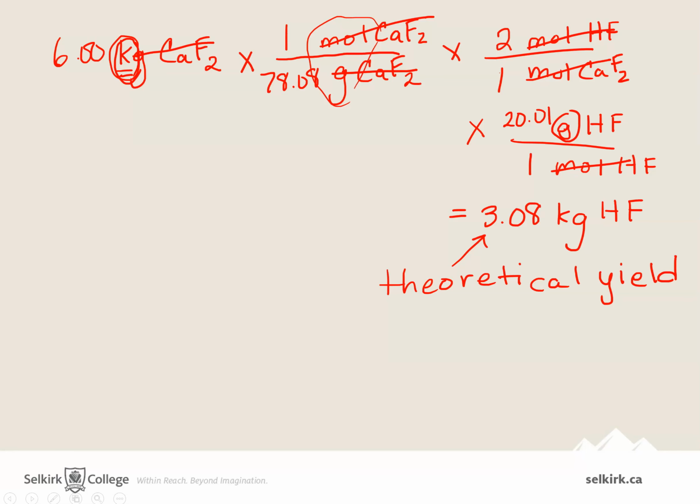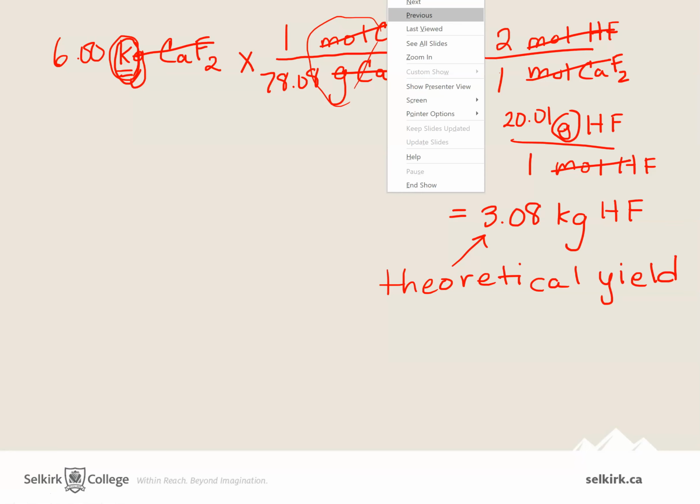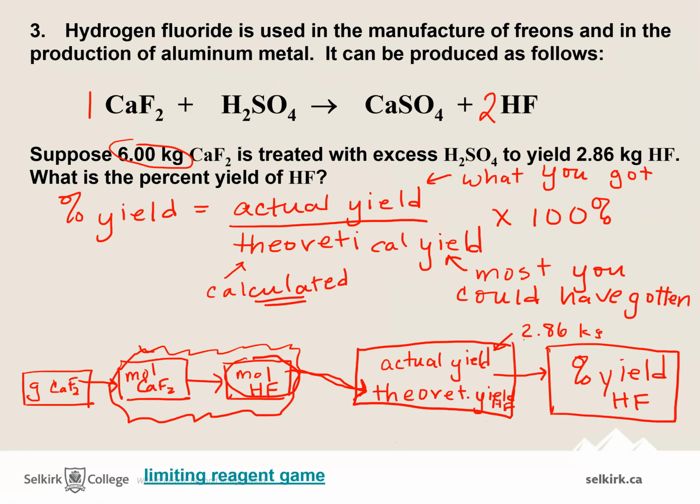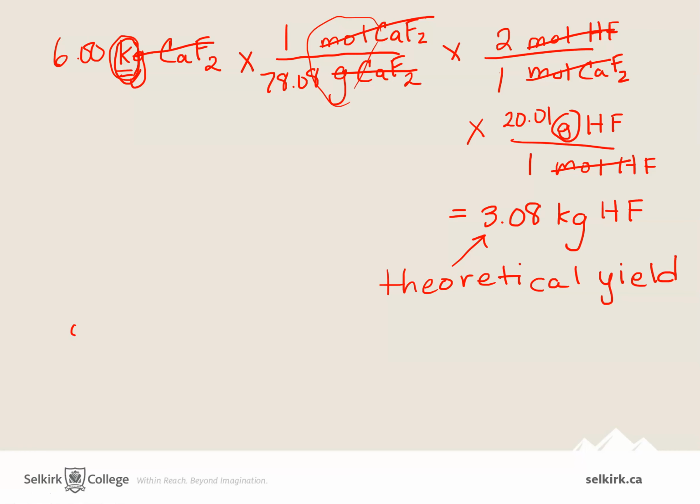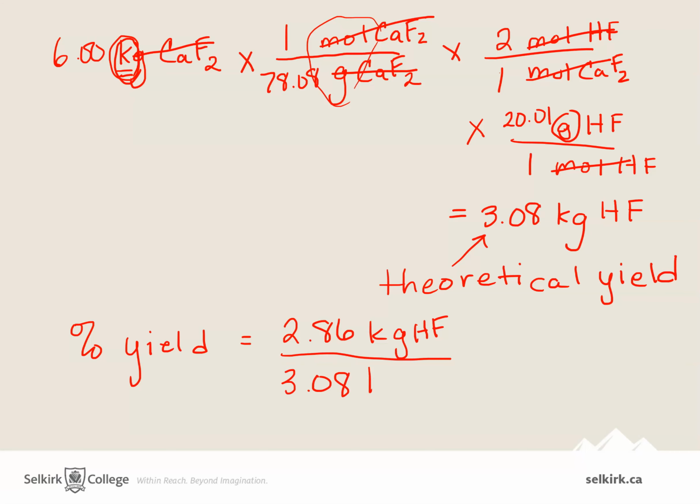All right, back to the map. What do we need to do next? I've got the theoretical yield. Now I'm going to combine it with the actual yield to find the percent yield. Percent yield is always the part I'm interested in. The actual yield, what I actually got, divide it by the theoretical yield, the most I could have gotten. And see, the part is smaller than the total.